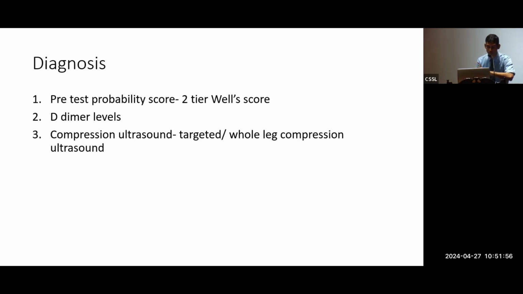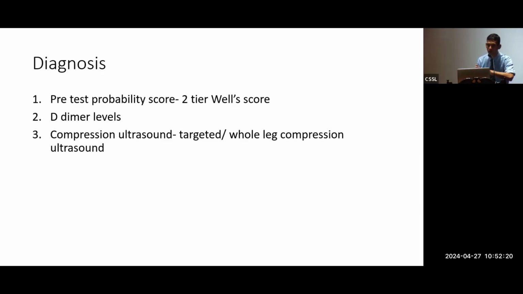The third tool is compression ultrasound. There are 2 ways of doing a compression ultrasound for DVT. One is the targeted ultrasound scan, where you do a focused examination of the popliteal vein, the common femoral vein, and the femoral vein. The other technique is doing a whole leg compression ultrasound, starting from the ankle and assessing all the veins up to the groin.